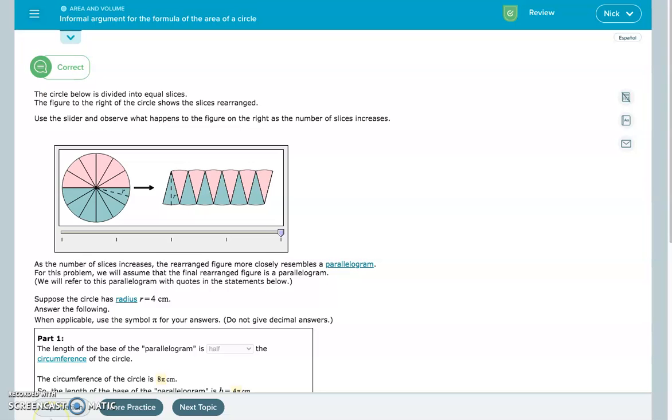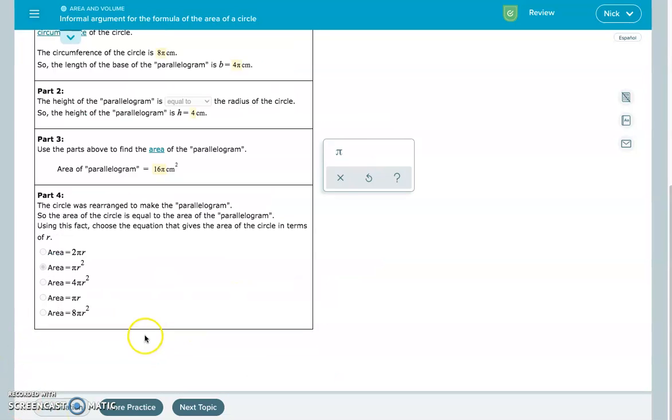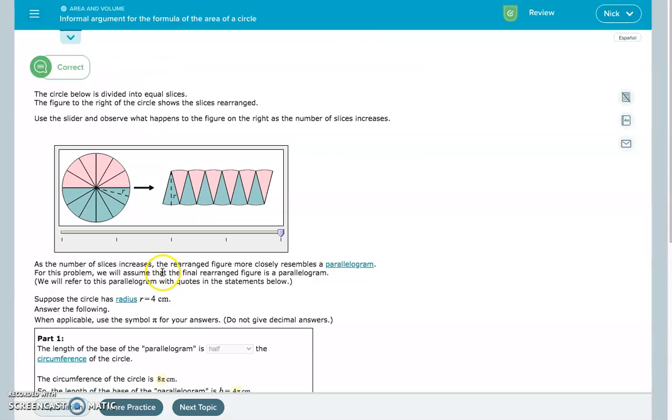Okay. So it's a little weird, but that's how they set it up to help you find that area equals pi r squared formula.